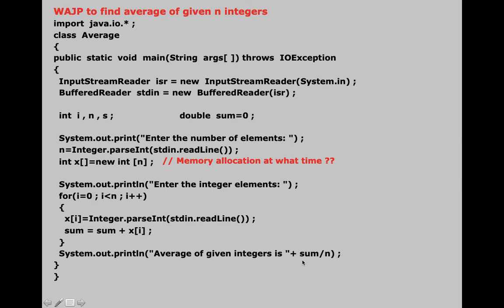Now, when the for loop ends, I will have the sum with me. I will divide the sum by n and I'll get the average. So within this SOP, I will display the average of given integers. Now what I will do is I'll explain you all this with the help of a table. Okay.